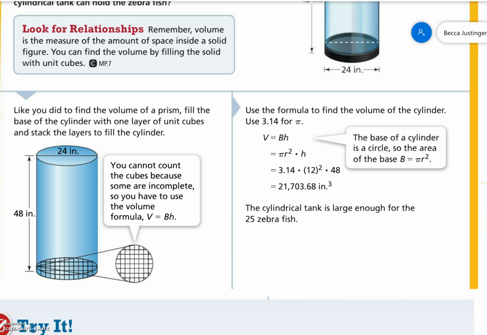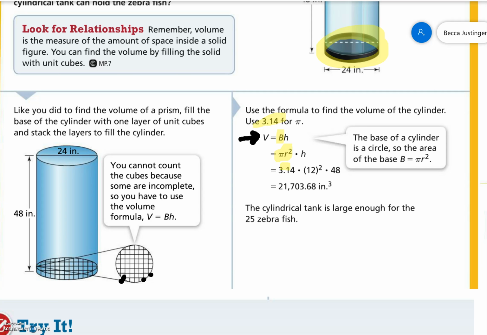So like you did to find the volume of the prism, fill the base of the cylinder with one layer of unit cubes and stack the layers to fill the cylinder. But you run into problems because you have parts of the cubes that are not totally full. So we're going to use that formula. Volume is big B times H. Now that big B stands for the area of the base, so it changes depending on your shape. Here we're using a circle, so we're going to use area as pi r squared times H.